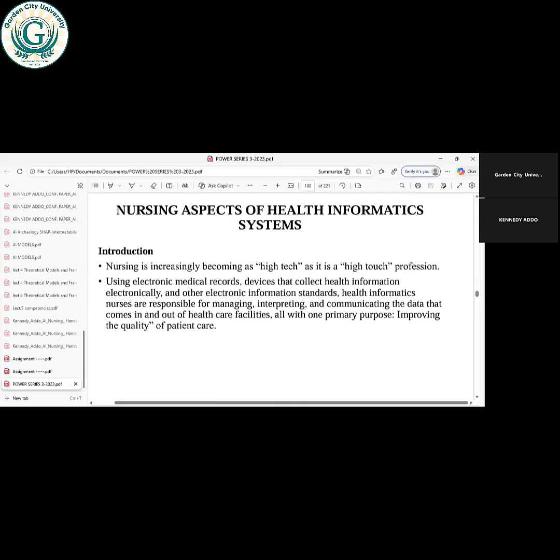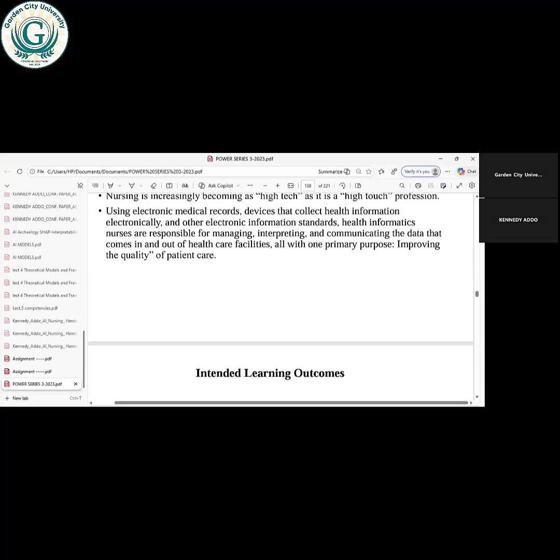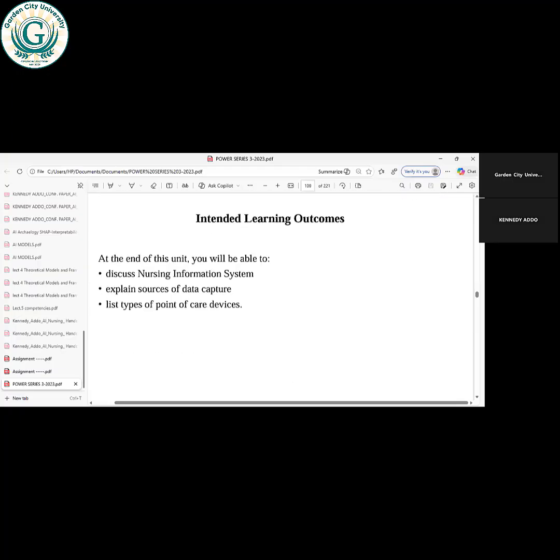Anyway, nursing aspect of health informatics systems. The electronic health records or using electronic medical records, devices that collect health information electronically, and other electronic information standards. Health informatics nurses are responsible for managing the information that comes in and out of the facility, because you are generators and consumers of large data sets of information. Okay, or in an attempt to improve quality of care.